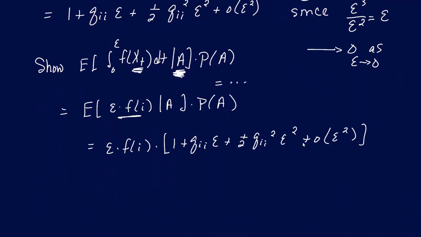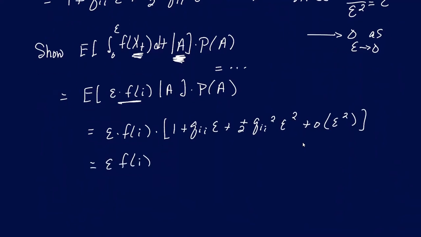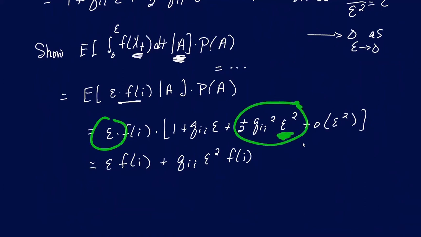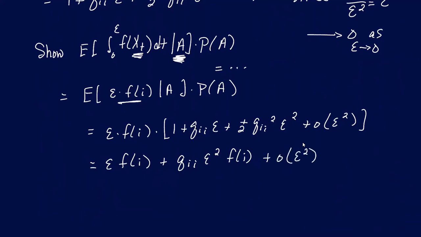When you multiply this out, you get epsilon times f of i plus q_ii epsilon squared times f of i. And then when you multiply this epsilon by, say, this term, you get an epsilon cubed. And as you go up, you get higher powers of epsilon: epsilon cubed, epsilon to the fourth, etc. Those are all order little o of epsilon squared. And that's what we wanted to show. So we are done with part A.